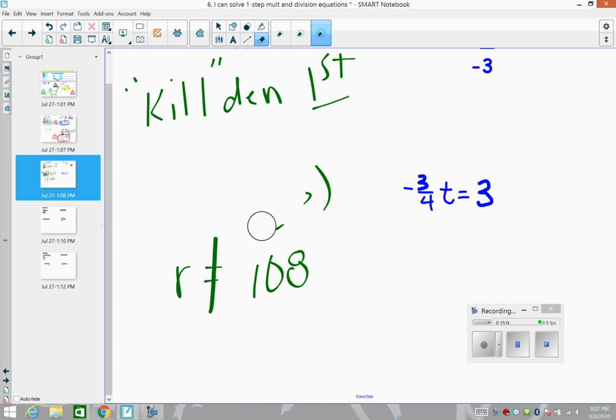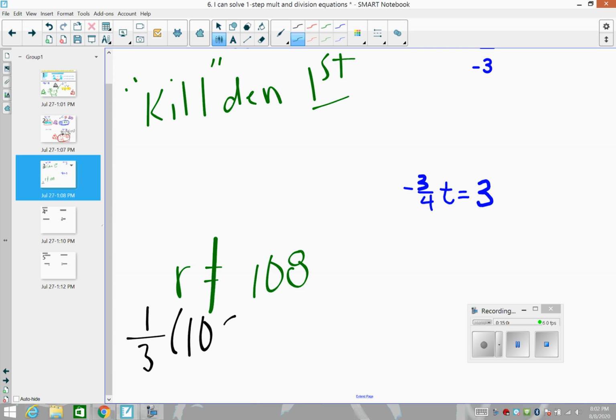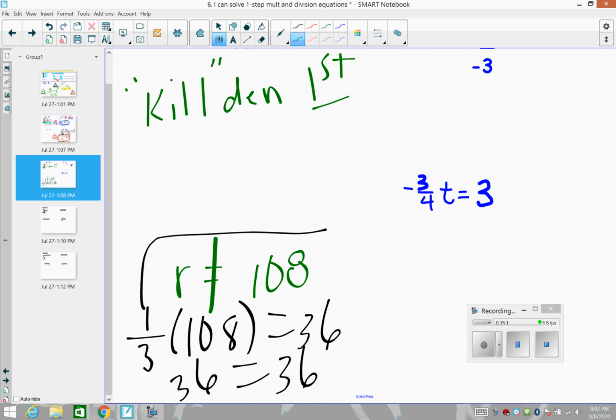Oops, I just erased the entire problem, but let's make sure that we had that right. So is it true that 1/3 of 108 is equal to 36? If I put that in my calculator, I do indeed get that, so we would know that the value of r is equal to 108.